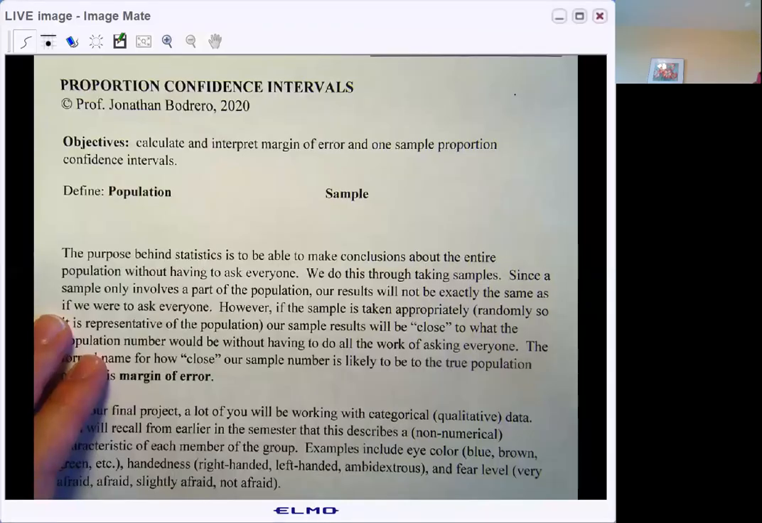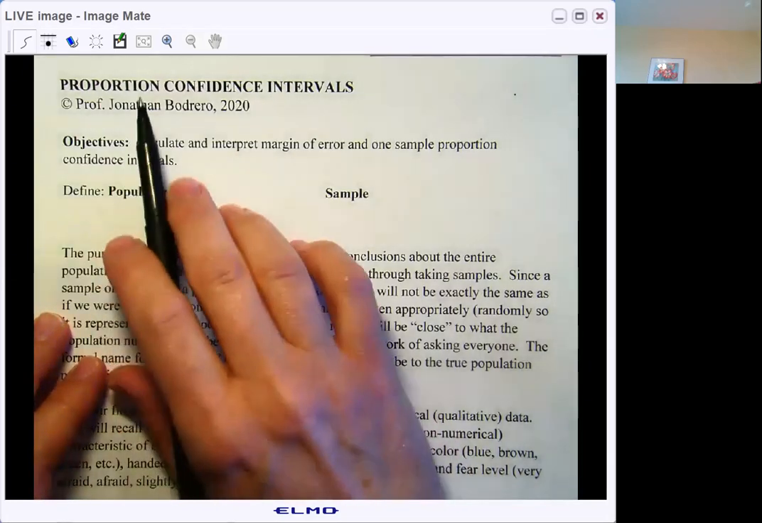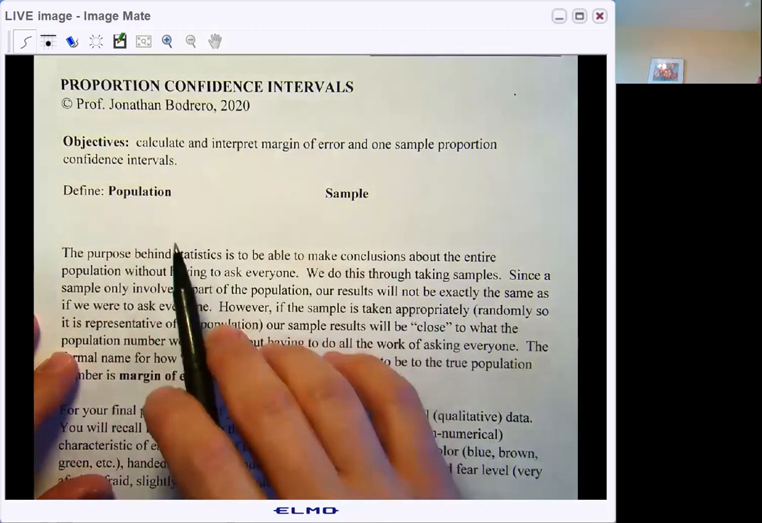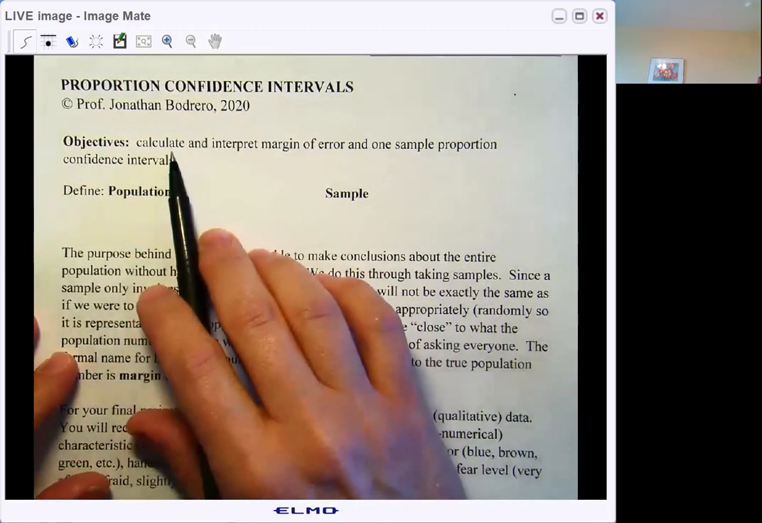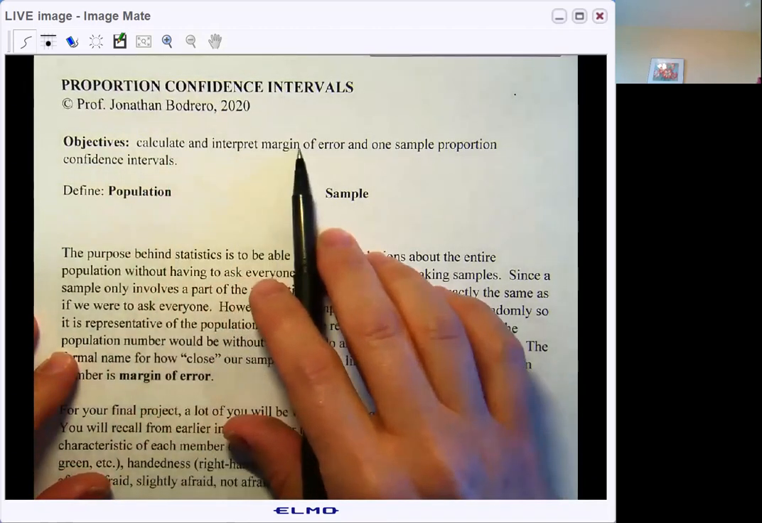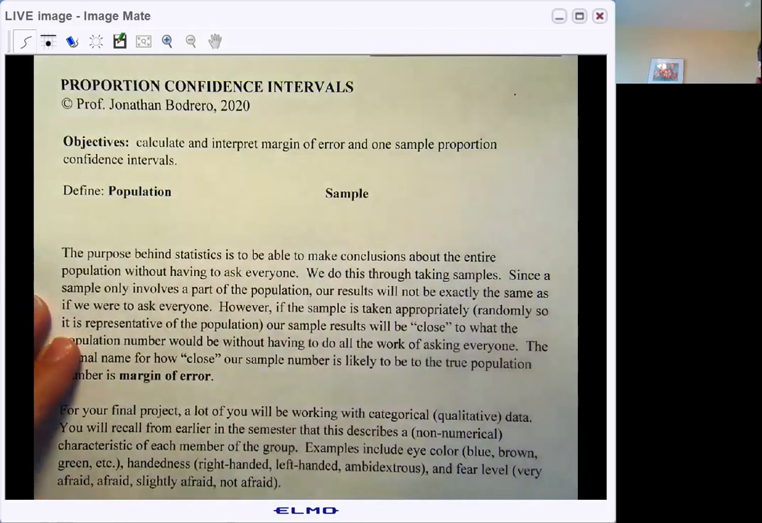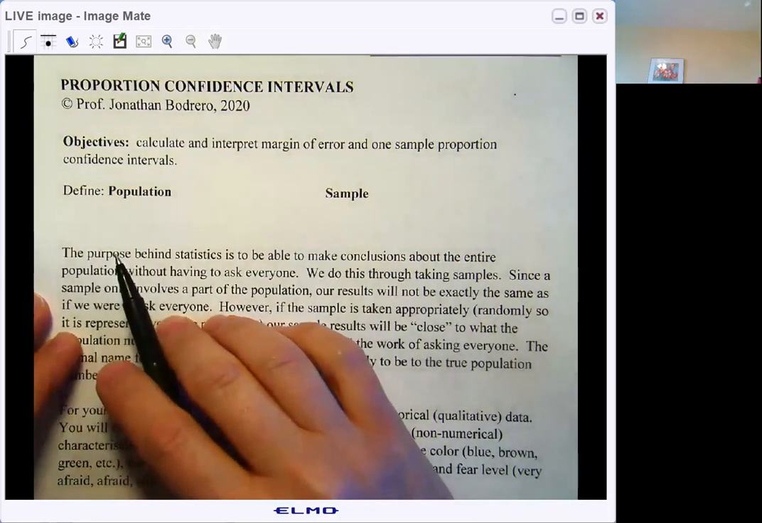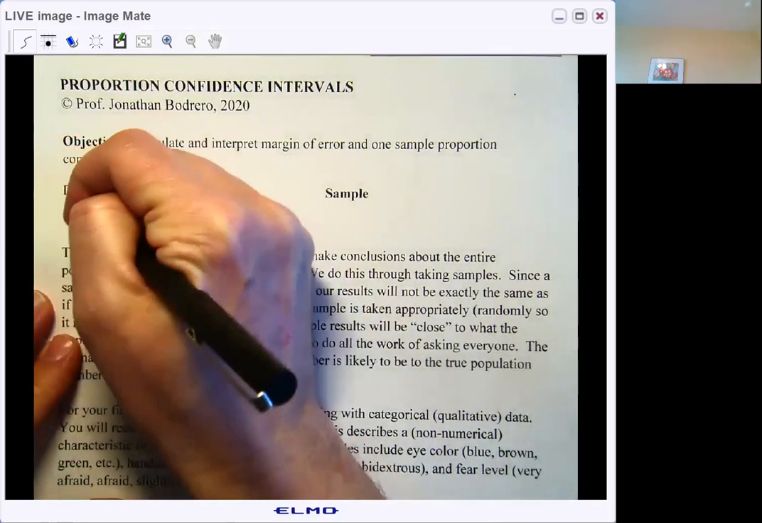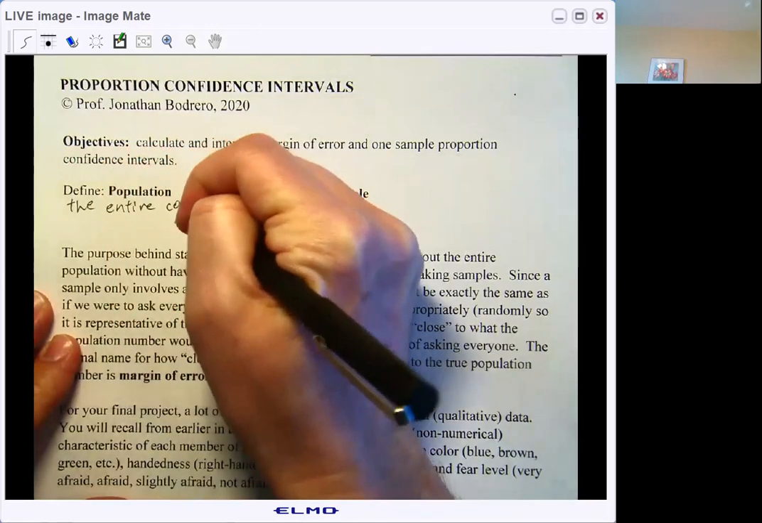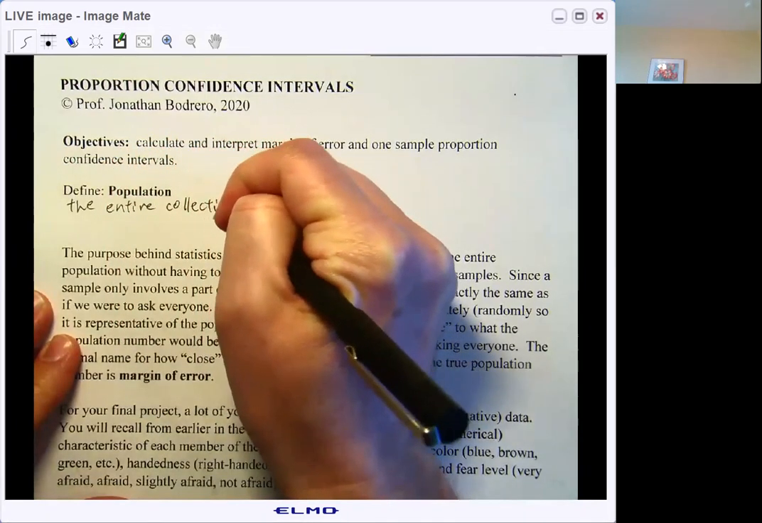Now that you've downloaded the activity, let's go through it together. We're going to be talking about finding a proportion for a proportion confidence interval. So our objectives are to calculate and interpret the margin of error and one sample proportion confidence intervals. To start off, let's remember some definitions that we learned earlier in the semester. A population is the entire collection of individuals or objects under study.